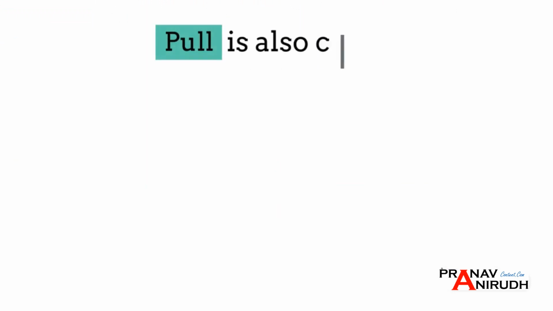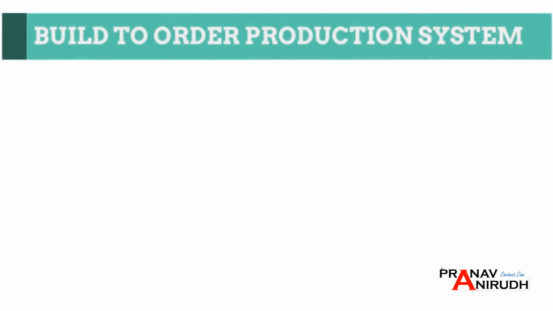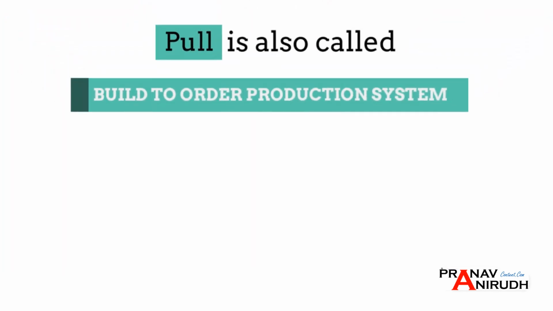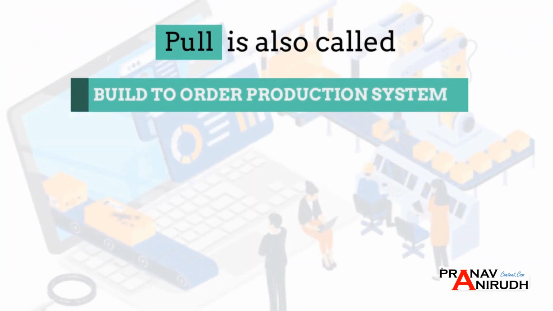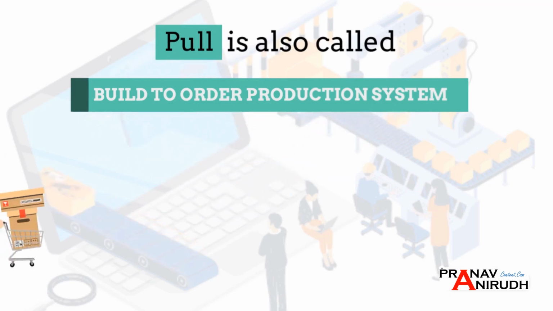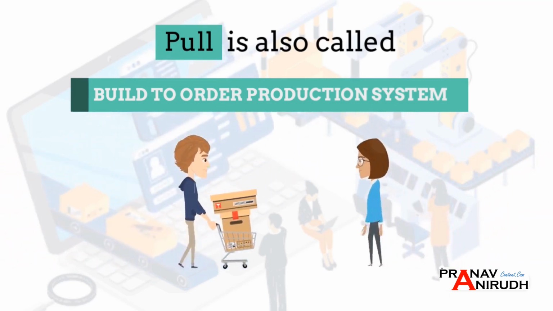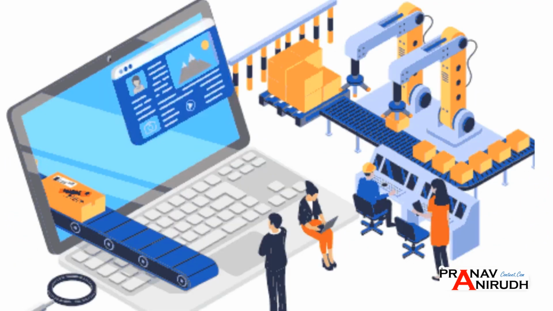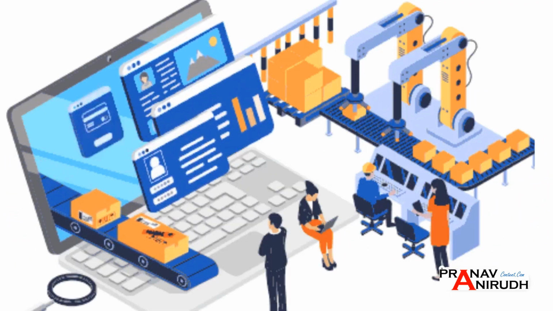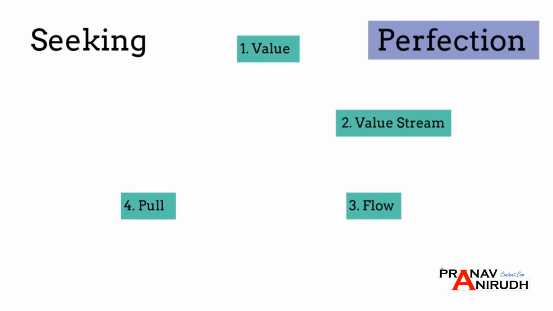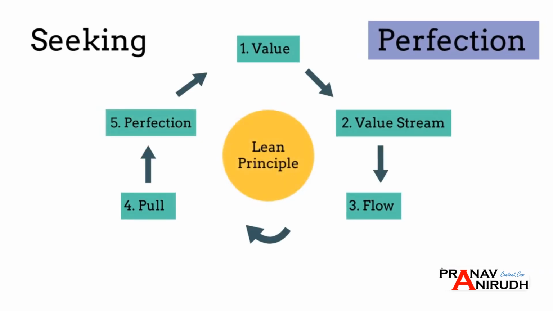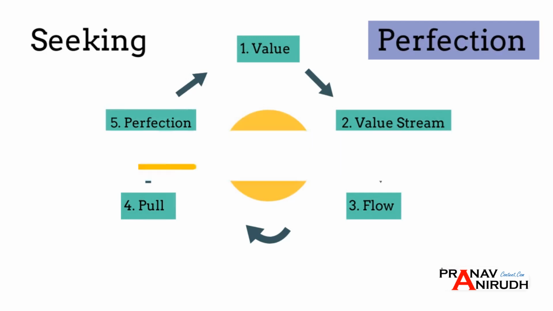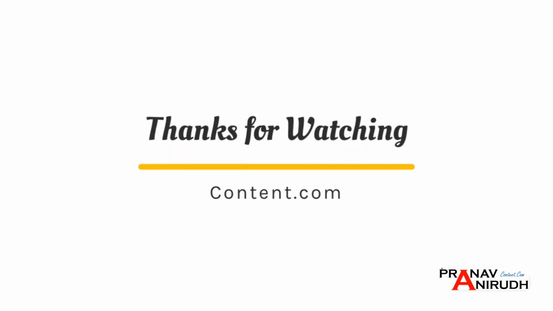Pull is called as build to order production system, which means the production or service process is designed to deliver goods or service as they are required by the customer, or within the production process when required by the next step. Seeking perfection in first 4 components completes the lean principle. We hope this video will help you think lean.